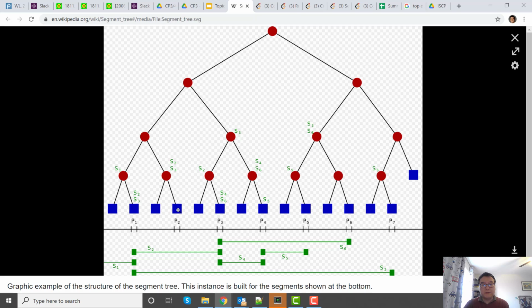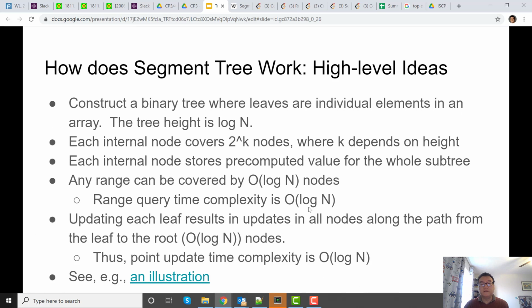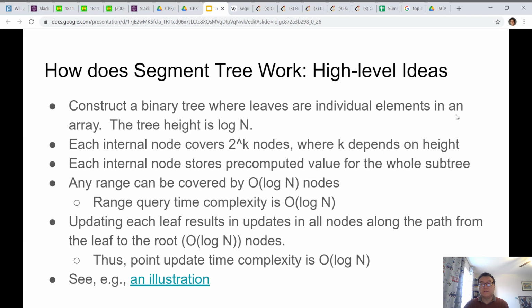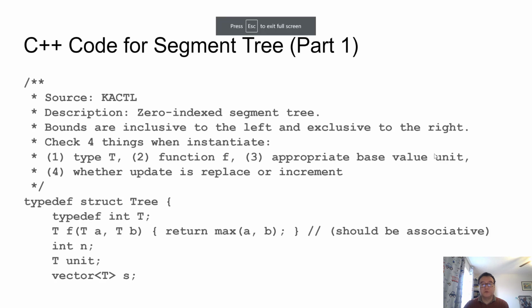And if we have an update, if we want to change one of these values, for example this value, then we need to change this, and this. So we just need to change the values on all the nodes along the path. This is also log n nodes, so an update can also be done in log n time. So that's the high level idea of why this works.